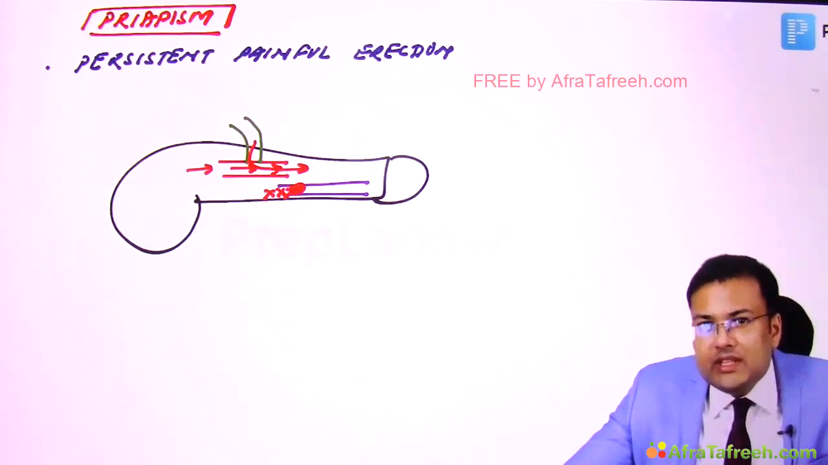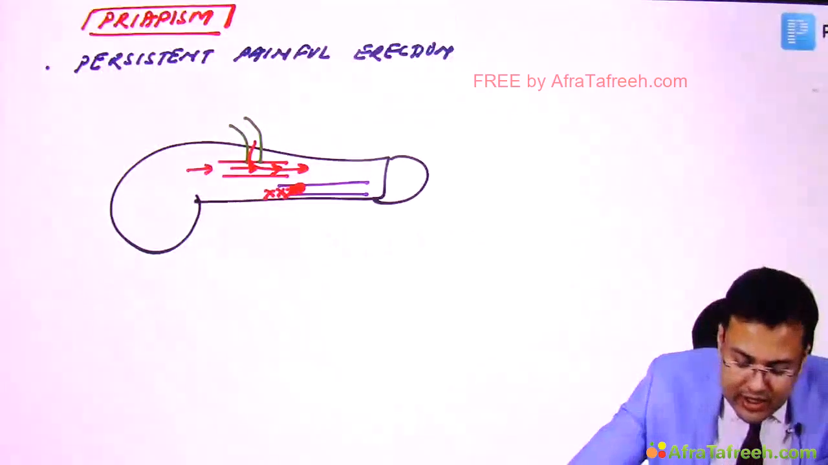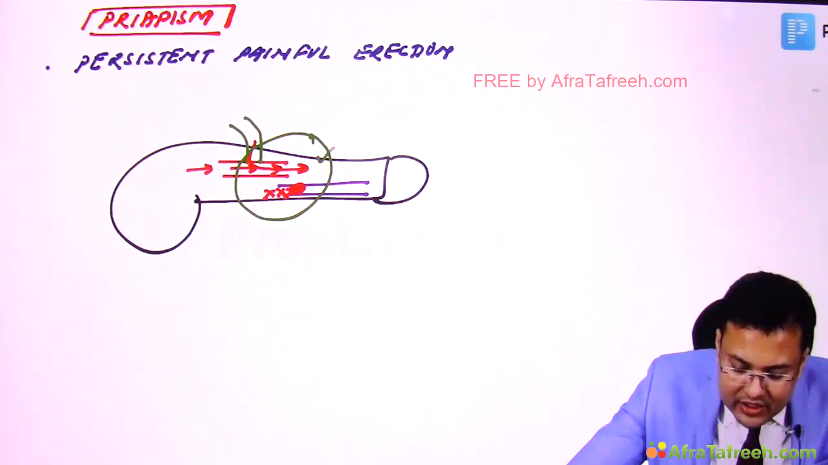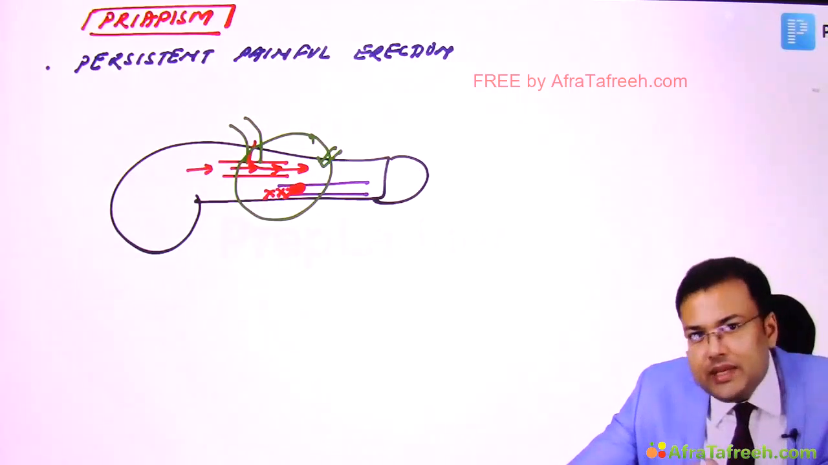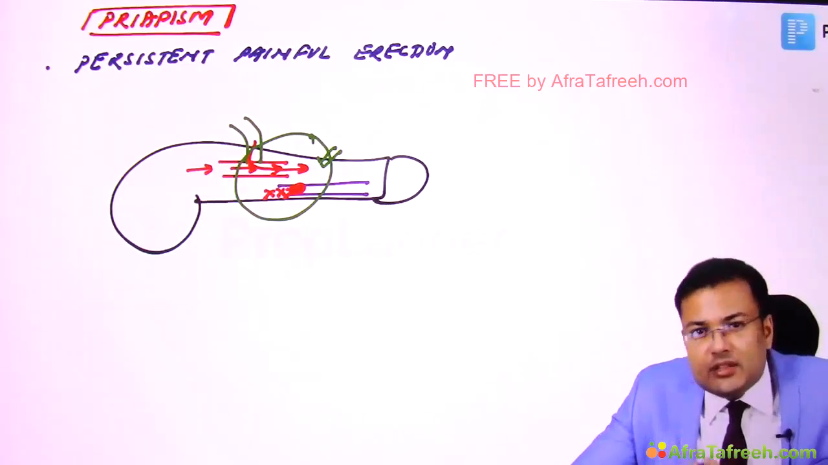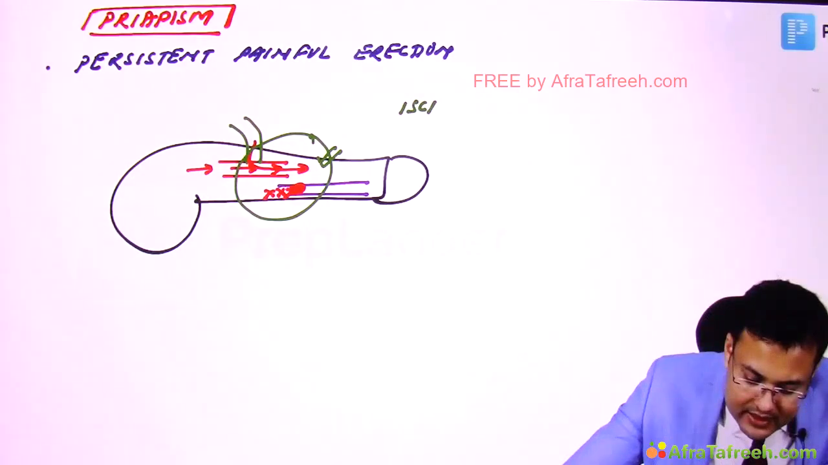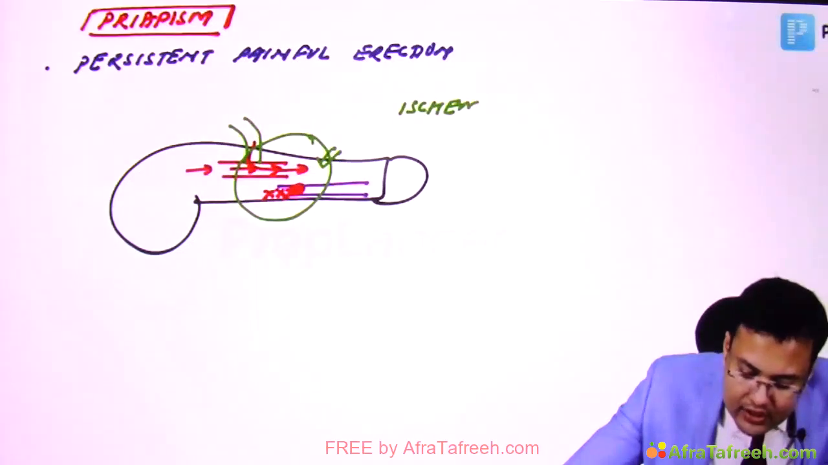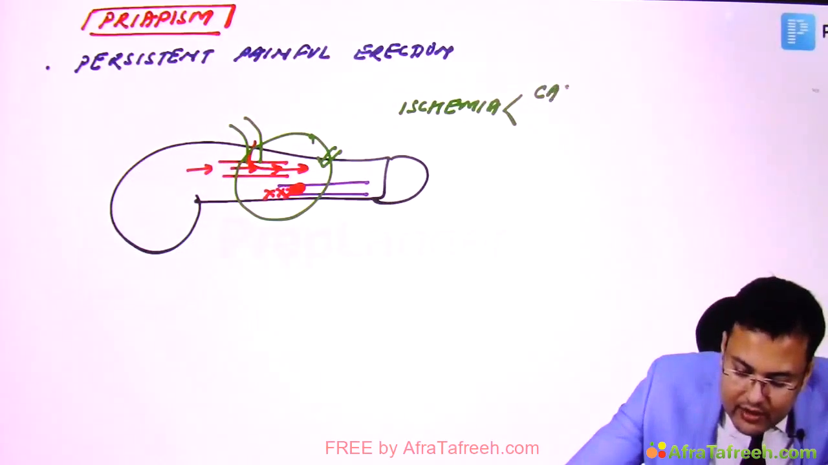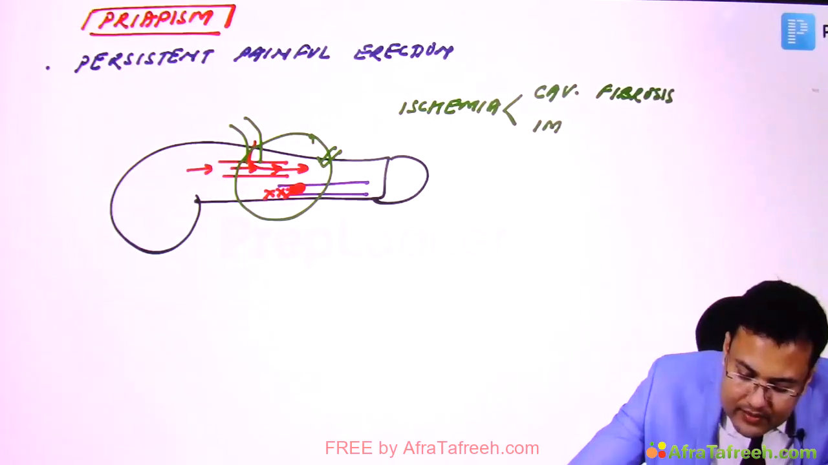Now what is the problem in this case? In priapism, generally in the majority of cases, what happens? There is collection of deoxygenated blood in the penis, and because of this collection of deoxygenated blood in the penis, what happens? There is ischemia, and because of this ischemia there is cavernosal fibrosis and impotence.